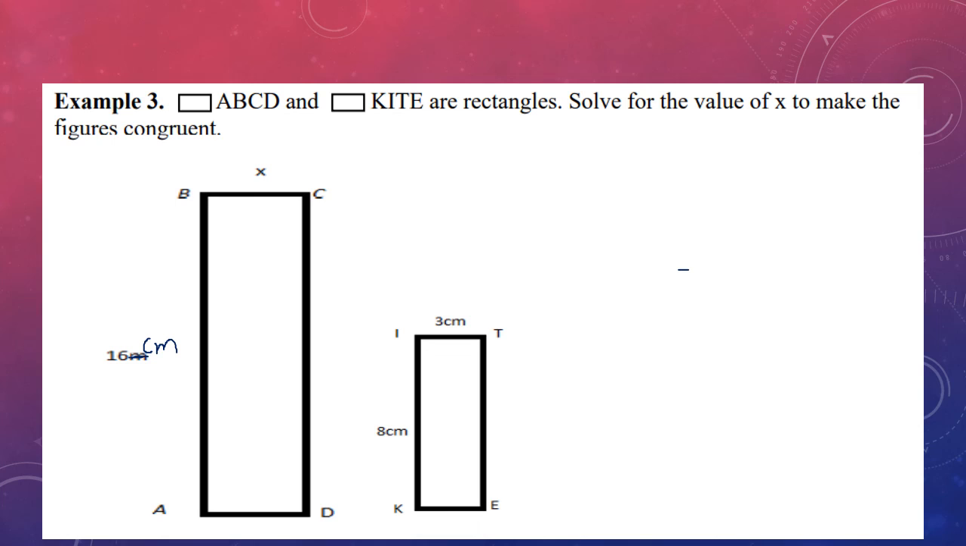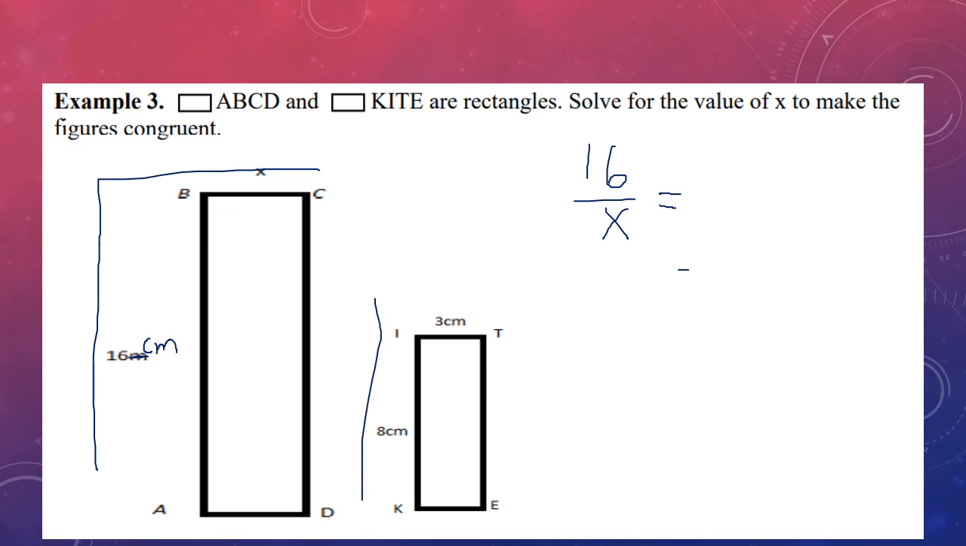You can start here. 16, then proceed to x. So 16 over x equals, if you started with 16 then proceed to x, then here you start with 8, then 3. So, it is more on patterns, no? Whatever the pattern of the first, follow it for the second. Okay? So, 8 over 3. So, it's the same again, no? 8x equals 48. So, you have the value of x which is 6.